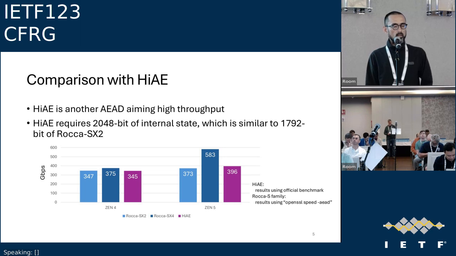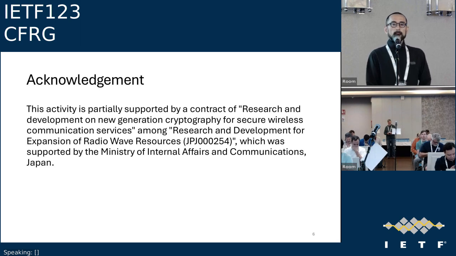And the next one is the comparison with HiAE. I'm not sure if this is the correct pronunciation of the algorithm, but HiAE is the new AEAD algorithm that is also aiming for high performance. And HiAE requires more than 2,000 bits of internal state, and this is slightly more than the 1,792 bits of RoccaS SX2. So I compared these two, and also for the comparison, I did the SX4 results. In Zen 4, all three are very similar in performance, and in Zen 5, RoccaS SX4 is even higher than HiAE. And that's it. Thank you.